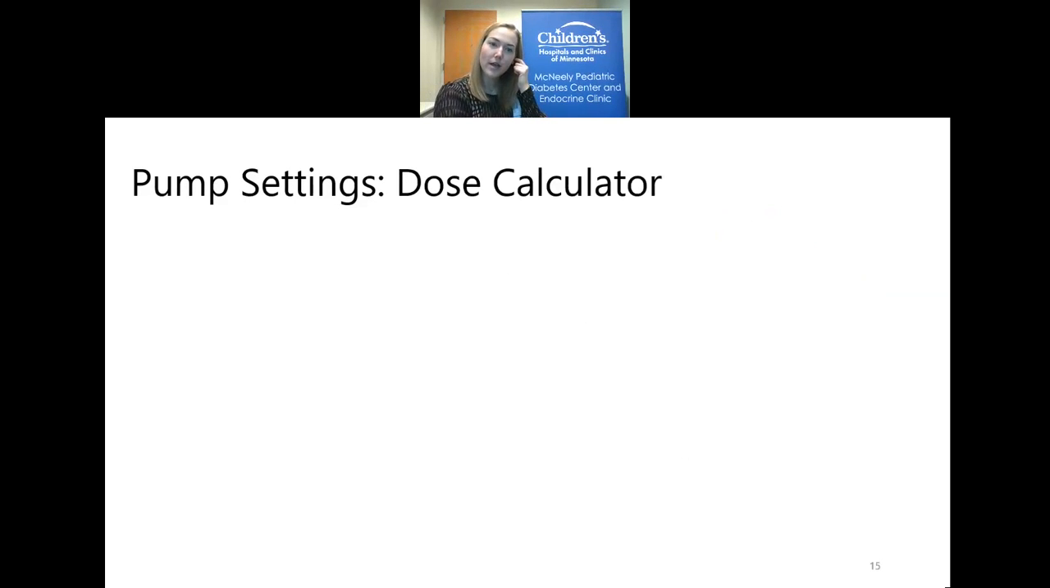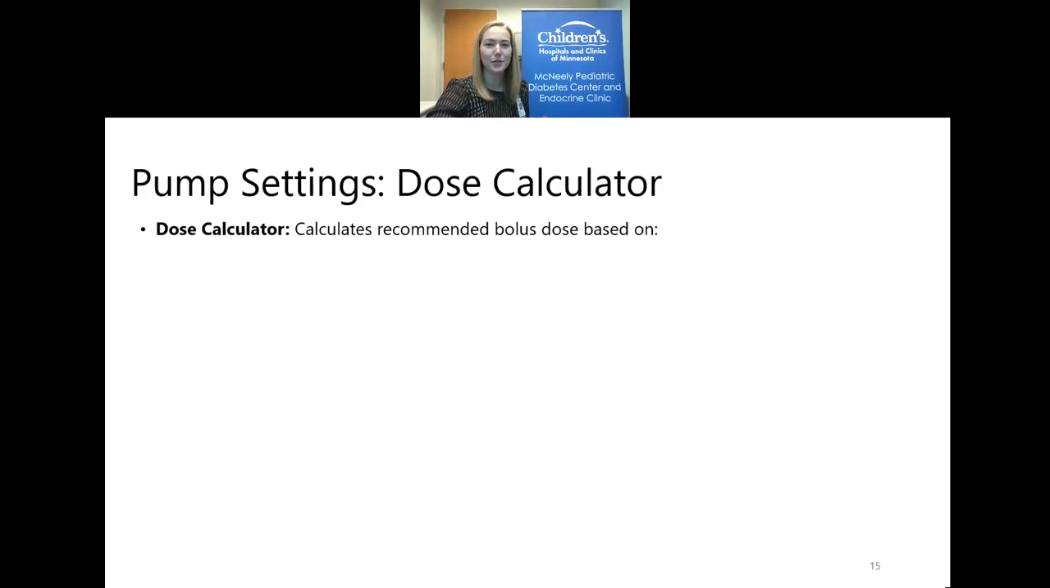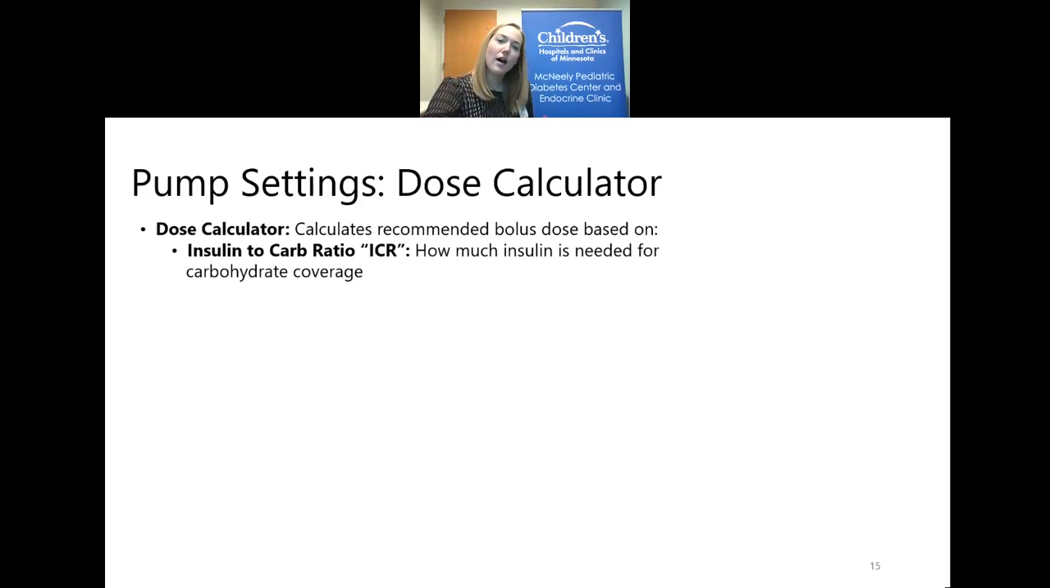Okay, so moving on. Our pump settings: the dose calculator. This is a fantastic feature of pumps. One of the big draws of pumps is having a dose calculator. What does it do? It calculates your recommended bolus dose. It's great. It helps take some of the brain work away from diabetes. So our dose calculator uses 5 different things to calculate your dose. It is thinking about so many things to help make an educated recommendation, really. So the first thing that it's looking at is our insulin to carb ratio, or our ICR.